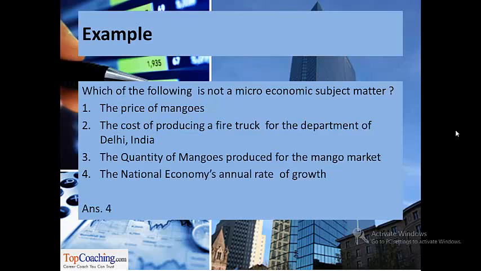Let me reveal the correct answer. The correct option is answer 4, that is the national economy's annual rate of growth.